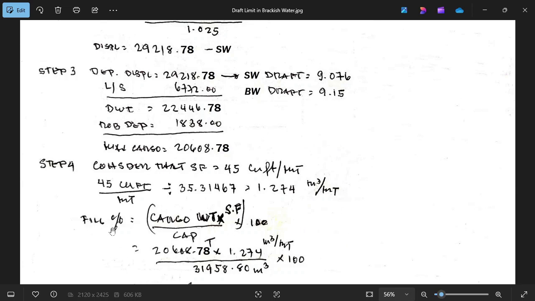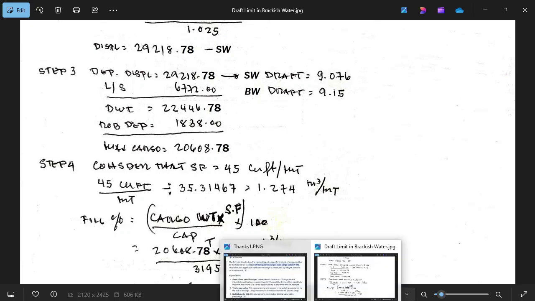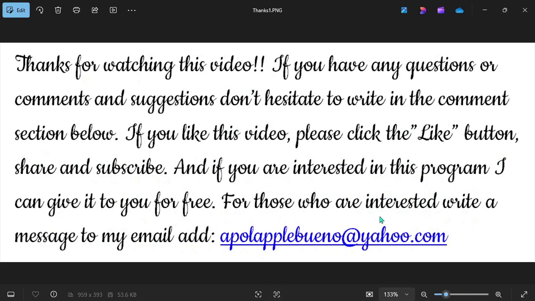So here you have fill percentage. The formula is the cargo weight, which is this one, times your storage factor, which is this one, over your total capacity of your cargo times 100. Okay, I'll explain, guys.